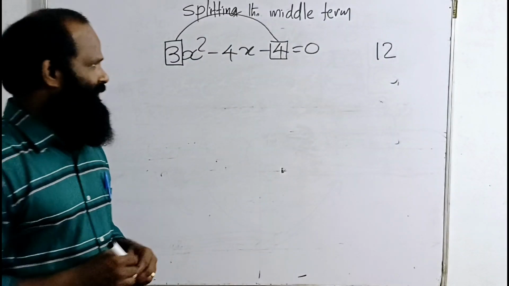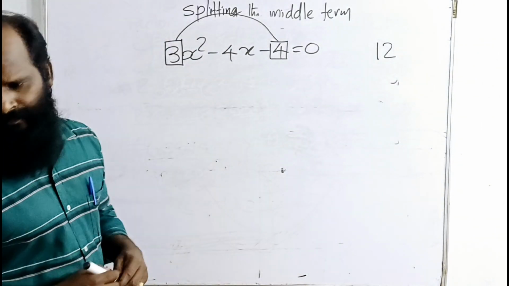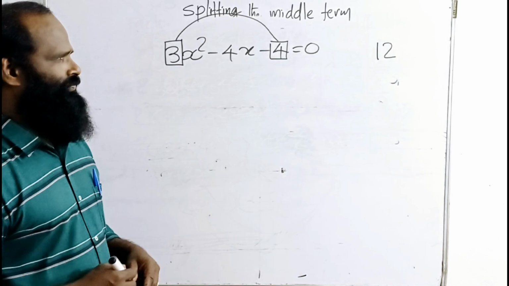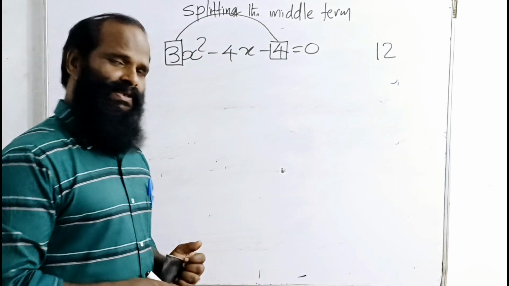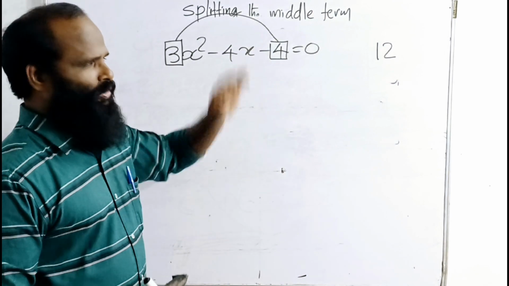3 4s are 12. ഇനി എന്ത്? Factorize 12. എന്നിട്ട് എന്ത് ചെയ്യണം? 12നെ ഫാക്ടറൈസ് ചെയ്യുന്നു.